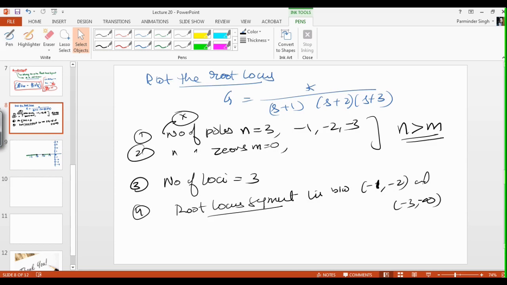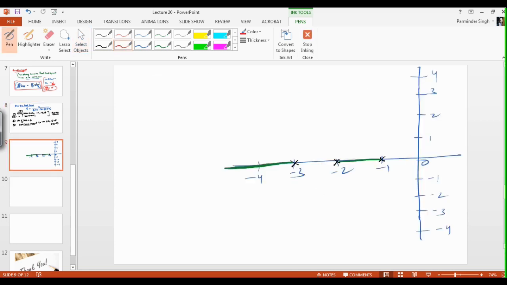Now number of loci 3. Let's see. One locus will be here because it emerges from a pole. So one pole is there, it leaves from this side, and the other one leaves from this. Now the question you must be asking is, sir, why have they been shown on this green portion, why not somewhere else? Because loci always lie on the segment. So if this part is the segment, loci has to lie on the segment. You cannot plot randomly anywhere. Loci has to be plotted on the segment. So 3 loci, so we have 3 arrows.